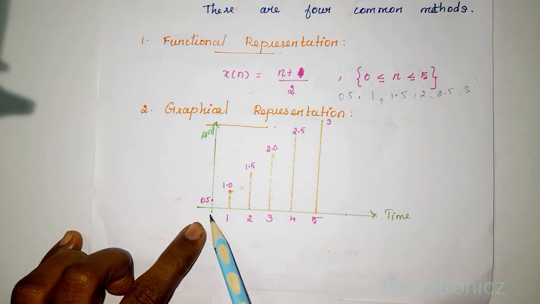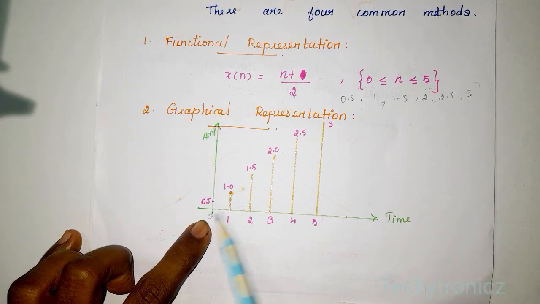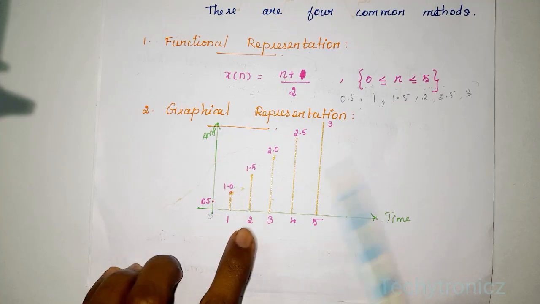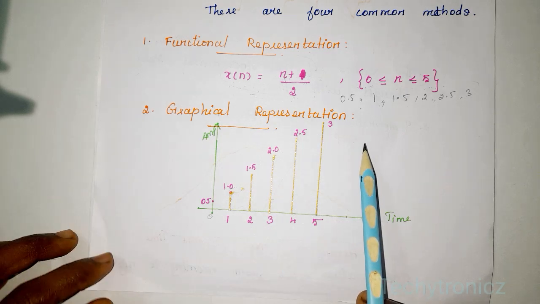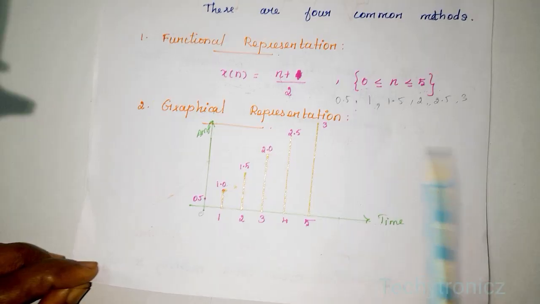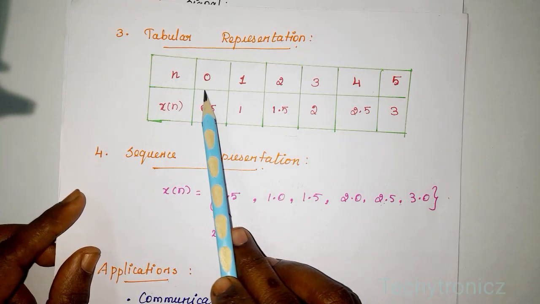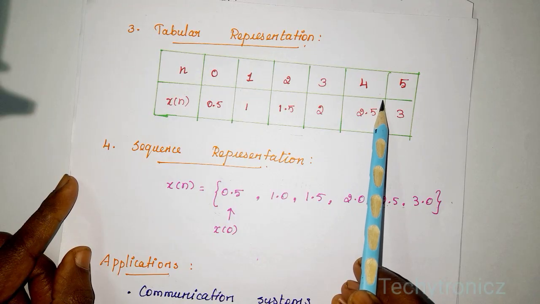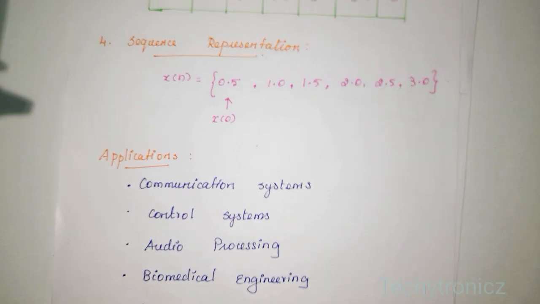So here for 0 the value is 0.5, then for 1 the value of x of n is 1.0, and for 2 the value is 1.5. This is the graphical representation, the easiest method to represent a signal. Next one is tabular representation. In this method we list the values of the signal in a table for different time instances. Then the last representation is sequence representation.